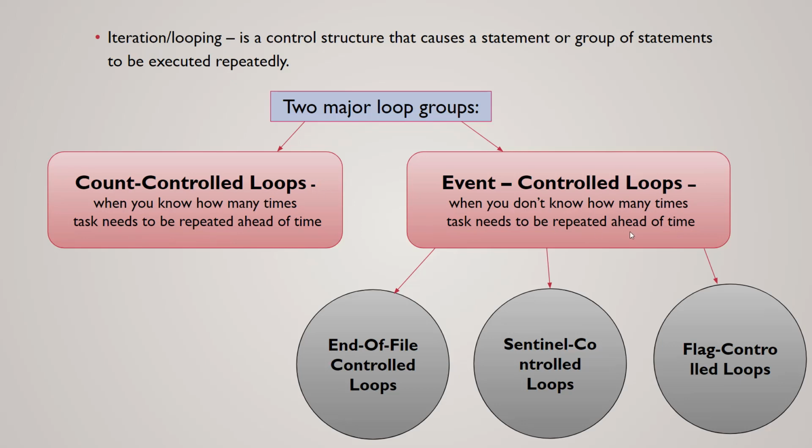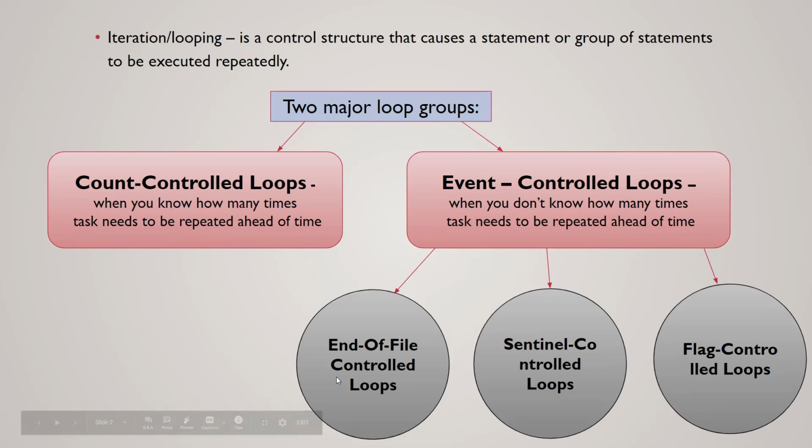Now, event controlled loops over to the right are a little bit trickier, and that's further broken down into 3 categories. But generally, they're all event controlled loops. So what we end up with is there's a certain event that's going to happen. We don't know how many times this loop is going to run, but we know what event we want to listen for or wait until this event is true or false before we exit the loop.